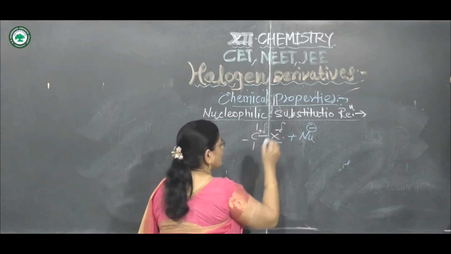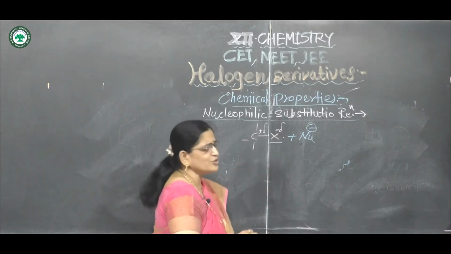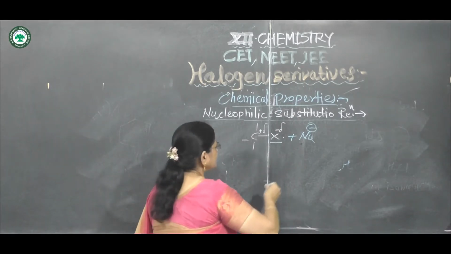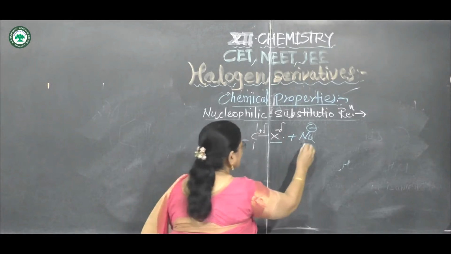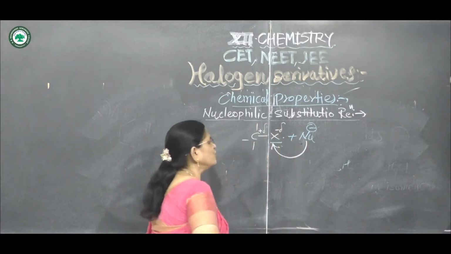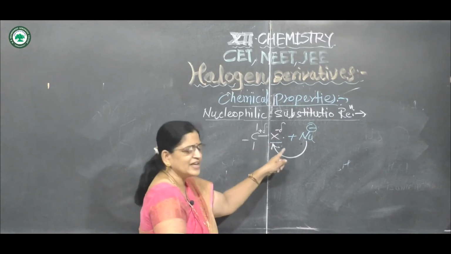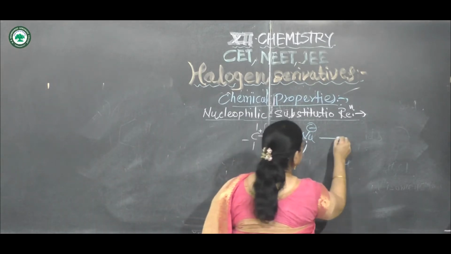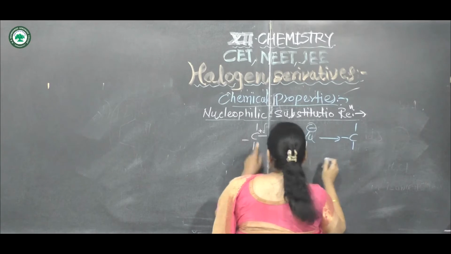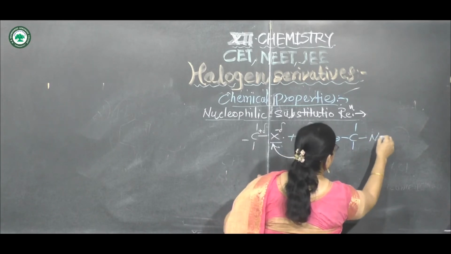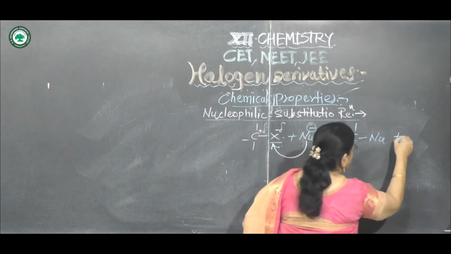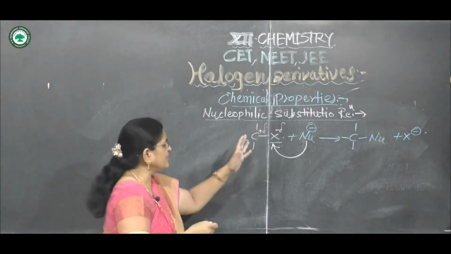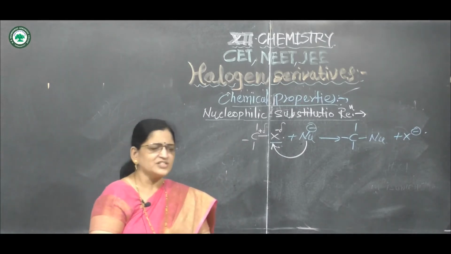This X minus is also a nucleophile, but in the presence of a suitable reagent, this halogen atom in the alkyl halide gets substituted by another nucleophile. It gives a compound in which the carbon is bonded to the new nucleophile, and the halogen is released from the alkyl halide. This is the general representation of nucleophilic substitution.